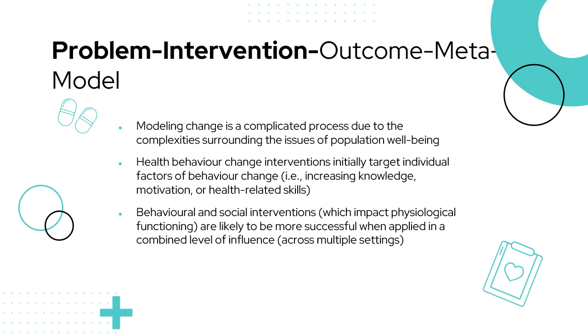Behavioral and social interventions, which impact physiological functioning, are more likely to be successful when applied in a combined level of influence, so across multiple settings. If we just lay out an intervention that tackles one setting, chances are when that person is not in that setting or interfacing with that setting, it won't be on top of mind. It might not create the proper foundation to instigate that behavioral change. Whereas if we try to plan it across multiple levels of influence, there's a higher chance that we'll obtain some form of change in that individual.